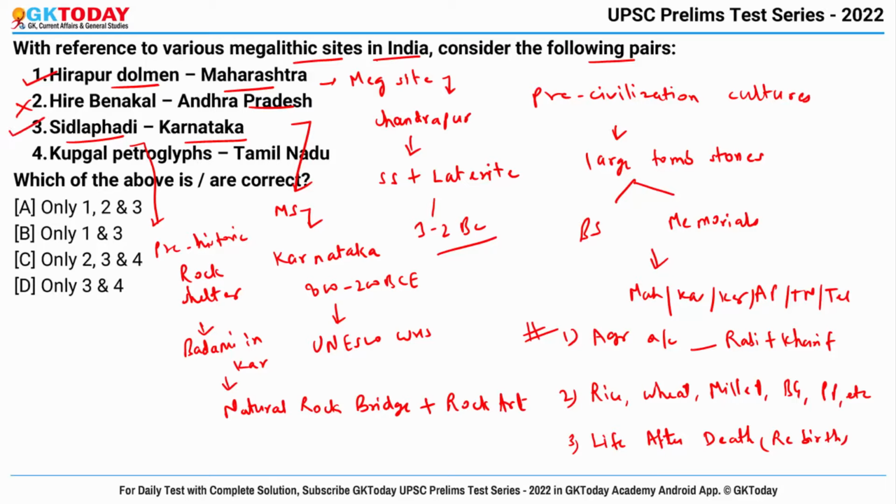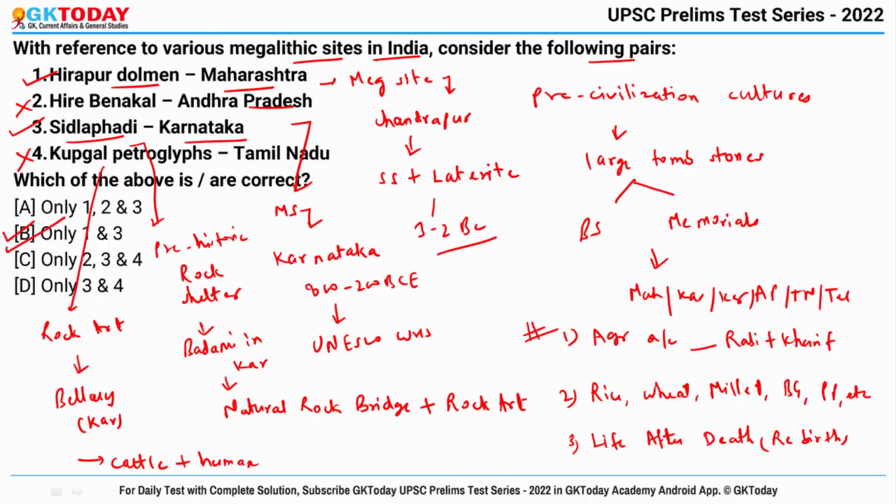And last is Kupgal petroglyphs in Tamil Nadu. These are actually rock art located in Kupgal in Bellary district of Karnataka and not in Tamil Nadu. And many of the petroglyphs depict cattle and some human-like figures. Okay. So this does not lie in Tamil Nadu. This one is also wrong and the correct answer becomes only 1 and 3.